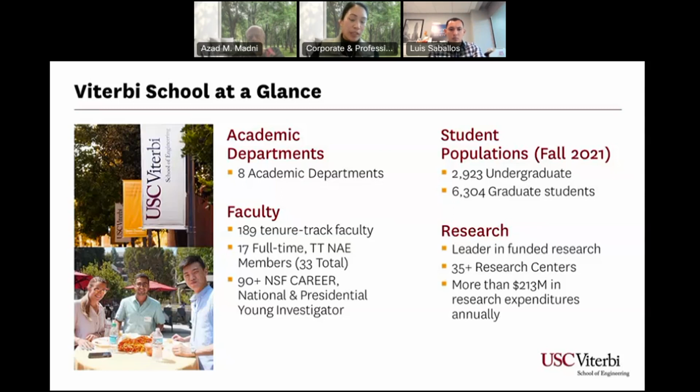The student population, as you can see here, is quite similar to the overall student population of USC in general, where our graduate student base is almost triple the number of our undergrads.